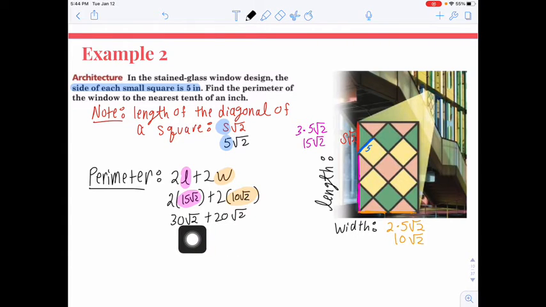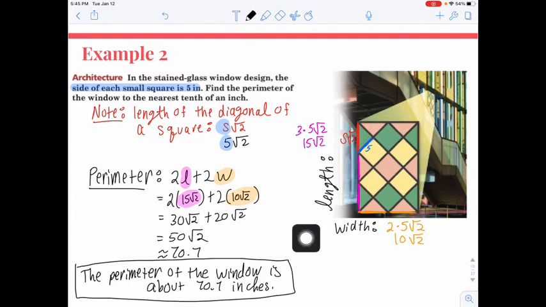And notice we still have a square root, radicand of 2, radicand of 2. So we are allowed to combine these two with addition. So if we have 30 here and 20 here, that's a total of 50. So now we have 50 radical 2. If you plug 50 radical 2 into a calculator, you should get about 70.7. So the perimeter of the window is about 70.7 inches.